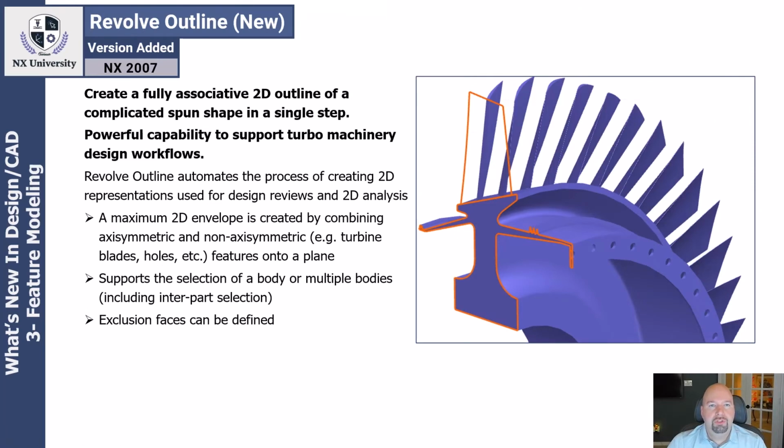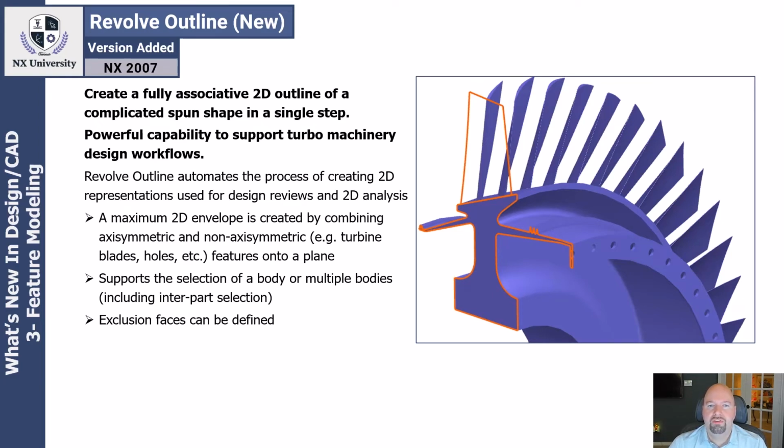All right, next feature we'll look at is a new feature inside the software. This is called Revolve Outline. This was introduced in NX 2007. What Revolve Outline is going to give you the capability to do is to create these fully associative 2D outlines of these complicated spun shapes in a single step.